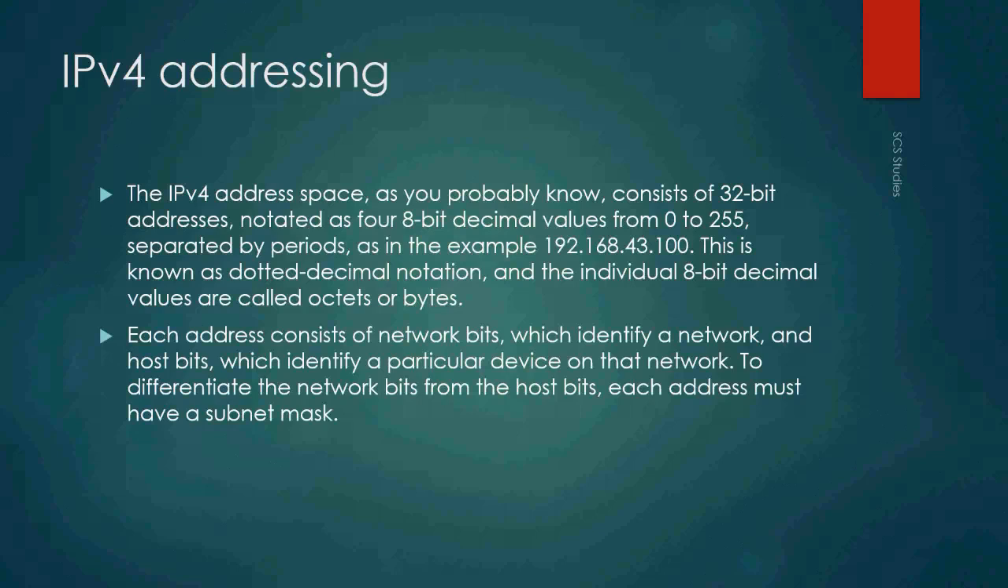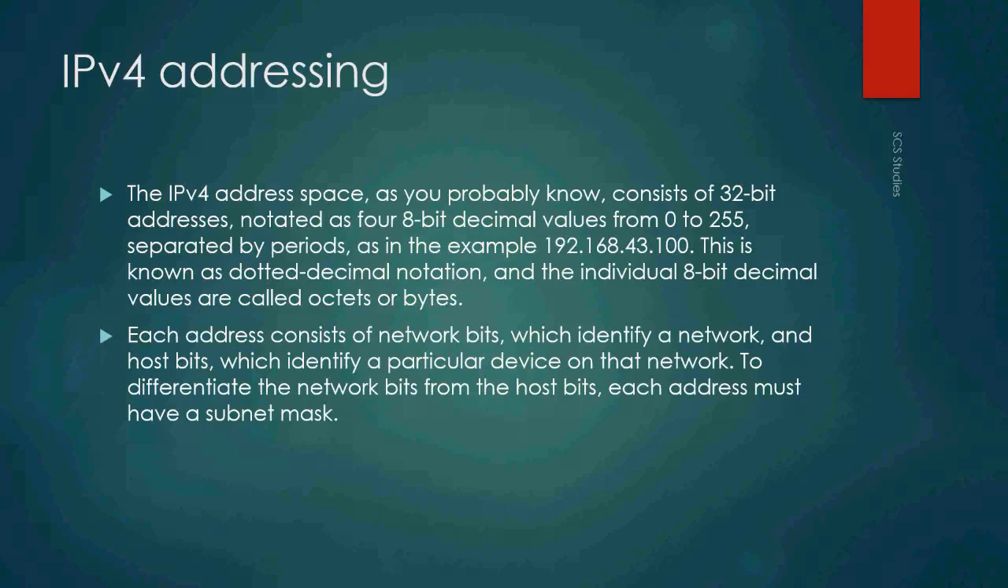Each address consists of network bits which identify a network and host bits which identify a particular device on that network. To differentiate the network bits from host bits, each address must have a subnet mask. So this is the basic identification rule of IPv4 addressing. Whenever we work with IPv4, we should keep in mind that it is a 32-bit address, and each octet has 8 bits, so we get up to 4 octets.